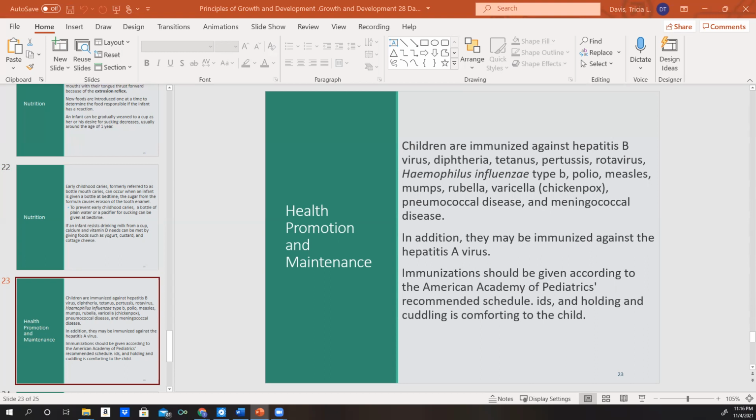Obviously, sometimes these children get more than 1 or 2, sometimes they get 3 or 4 immunizations, needles per visit. So these babies definitely need some cuddling and some comforting afterwards because it can be very traumatic.